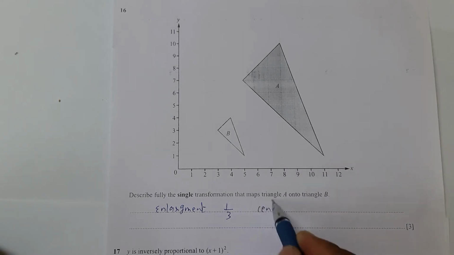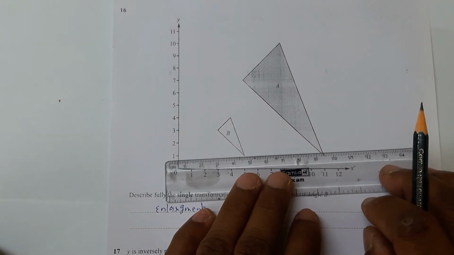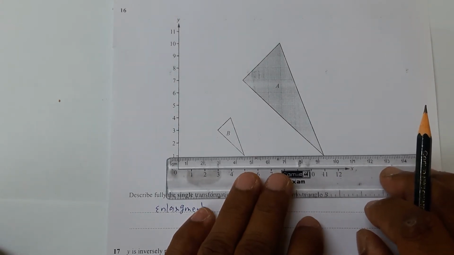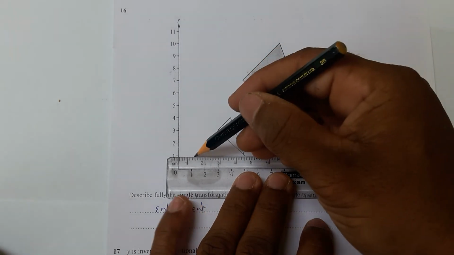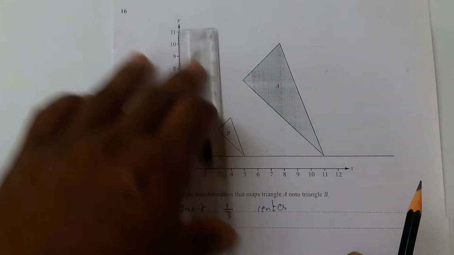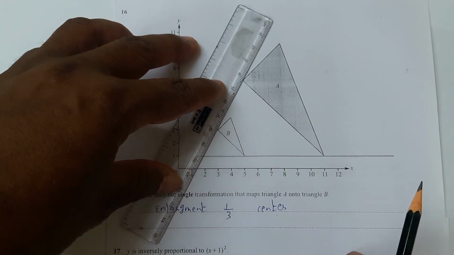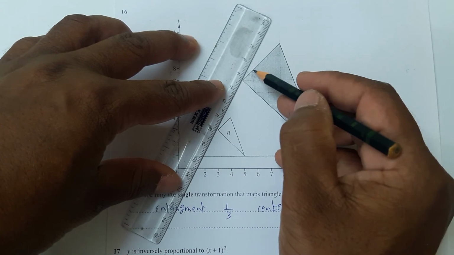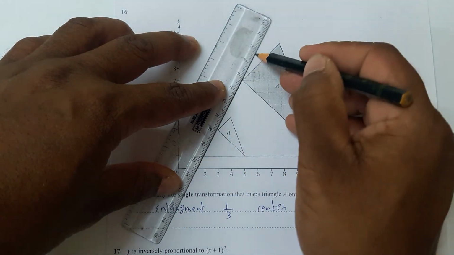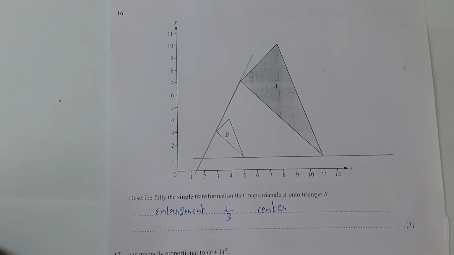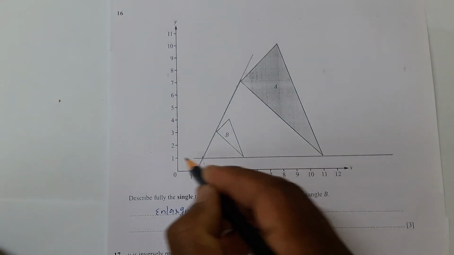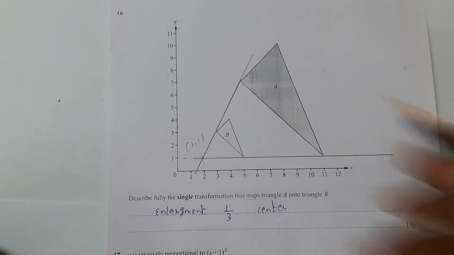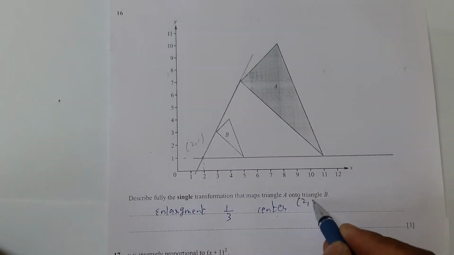Next, I need to know the center of it. What will be the center? How do you find the center? Join the tips, both the tips, that will be easier. And in the same way, join these two. So wherever the lines meet, that is your center. So here (2, 1) is the center. This is how you find the center in an enlargement.